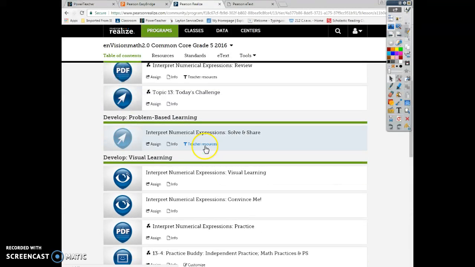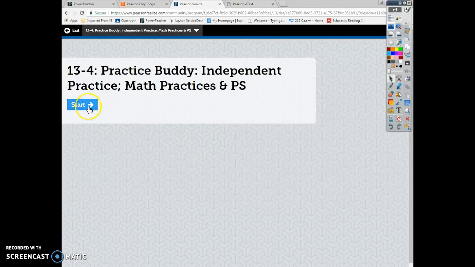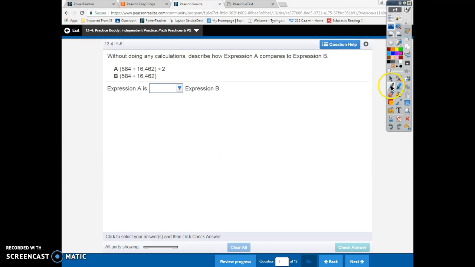Lesson 13.4, and where'd they go? There they are, Practice Buddy. And we're going to go through these, and I think you'll appreciate what we are doing. So it says, without doing any calculations, yay, no math today, describe how expression A compares to expression B. So here's expression A, parenthesis, 584 plus 16,462, close parenthesis, divided by 2, and expression B, 584 plus 16,462.